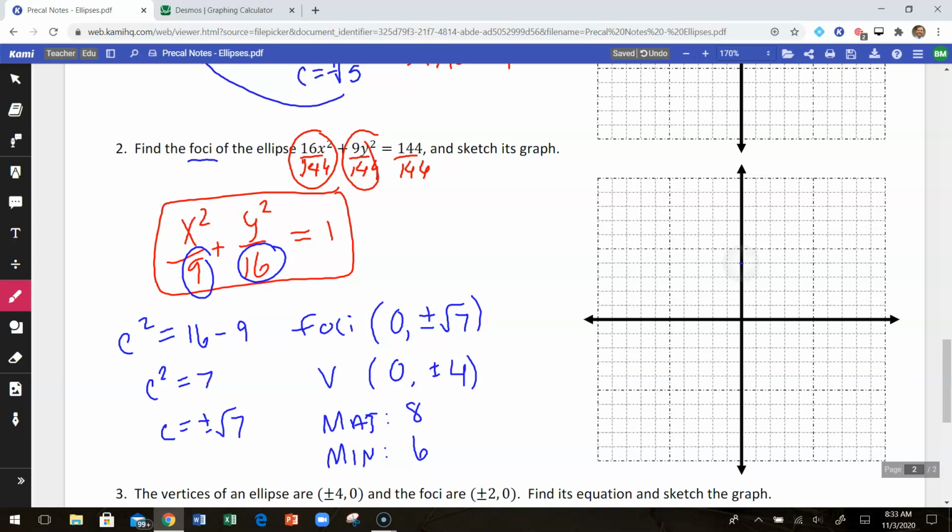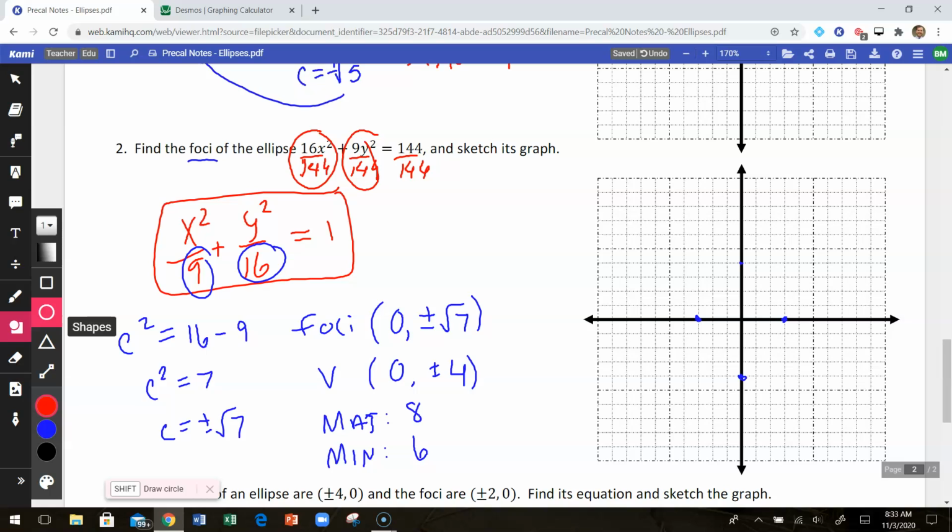Again, I'll go ahead and plot those points. So I've got 4 and negative 4 on the y-axis. I have 3 and negative 3 on the x-axis. Let me see if I can do a better job this time of creating this ellipse. Okay, it looks something like that.